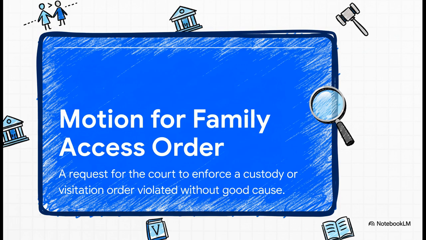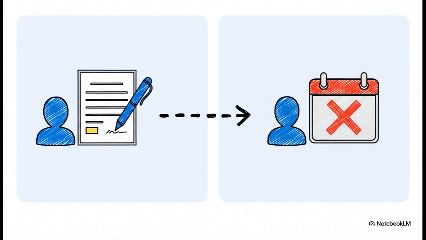Now, the key phrase you see here is "without good cause." That's crucial. It means there wasn't a legitimate reason for the violation, like a real medical emergency or something unavoidable. Now, to use this tool, you gotta know who's who. It's simple. If you're the one filing the form, you are the petitioner. The person who's being accused of violating the order, they're the respondent. Just getting those two terms straight is going to be a huge help as you navigate the process.